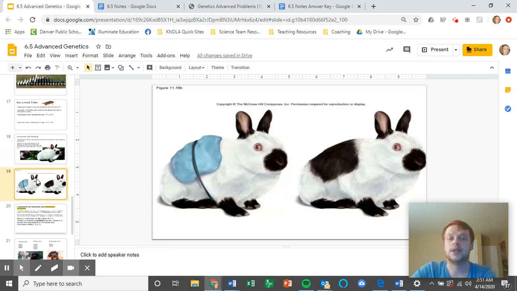They've actually done studies with this where they tape ice packs to the rabbits, which is kind of mean, but they're fine, they have fur. And you can see the effect right here, where the skin pigmentation changes as a result of the temperature.